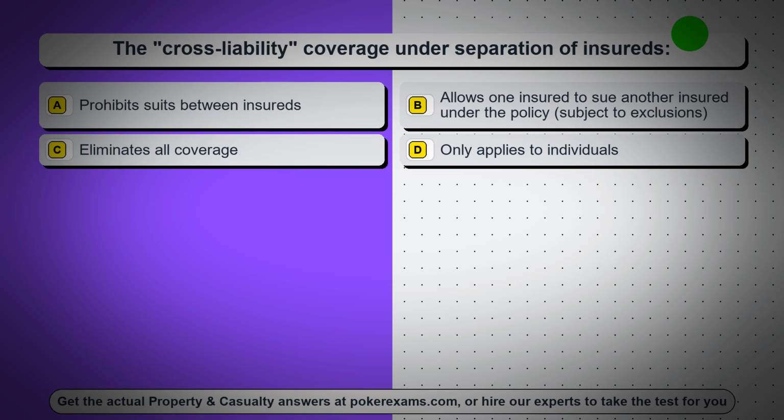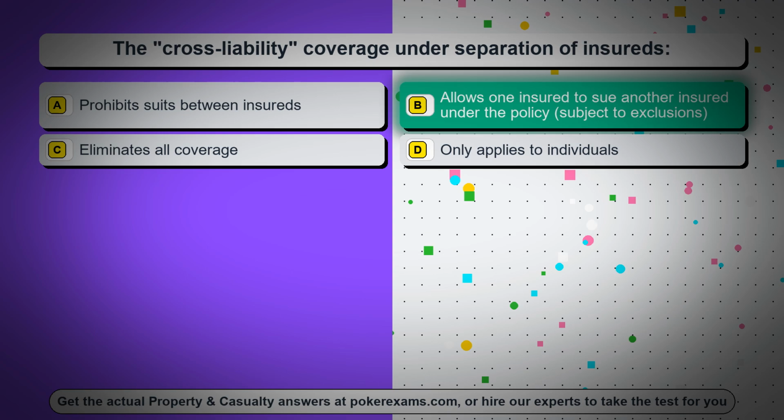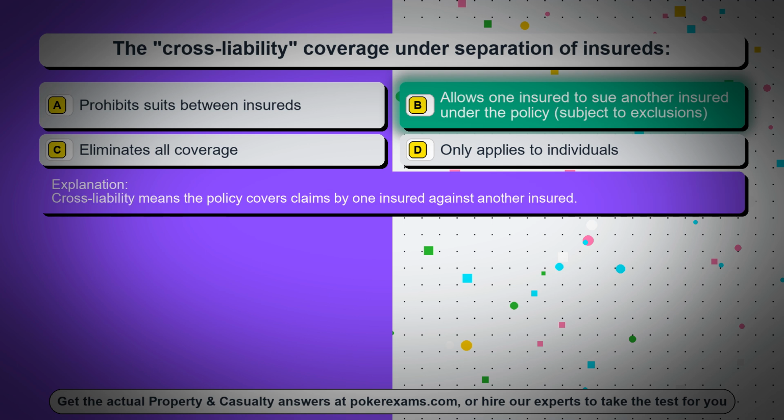Question 43. The cross-liability coverage under separation of insureds. Option A, prohibits suits between insureds. Option B, allows one insured to sue another insured under the policy, subject to exclusions. Option C, eliminates all coverage. Option D, only applies to individuals. The correct answer is option B, allows one insured to sue another insured under the policy, subject to exclusions. Cross-liability means the policy covers claims by one insured against another insured.